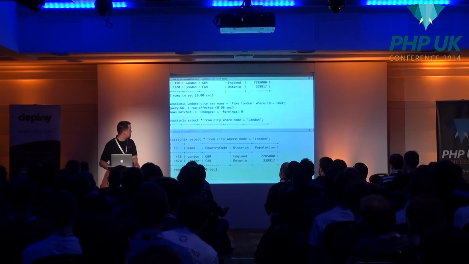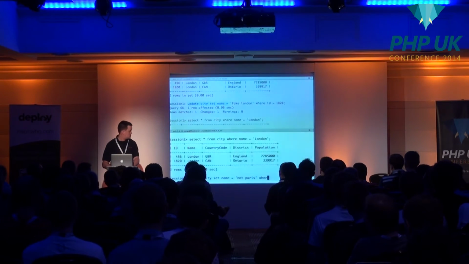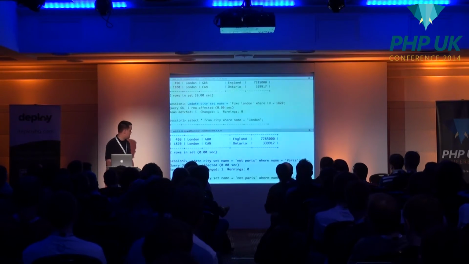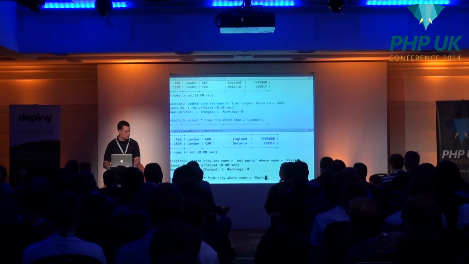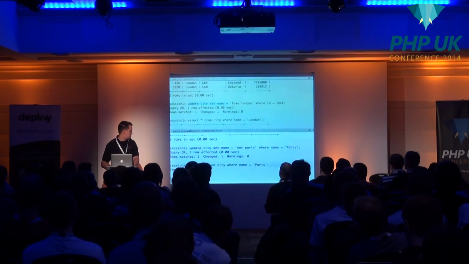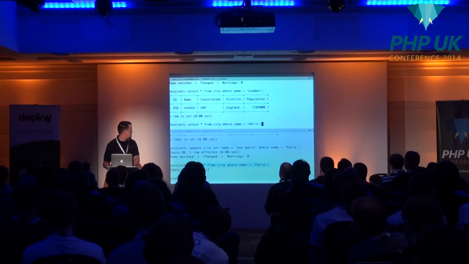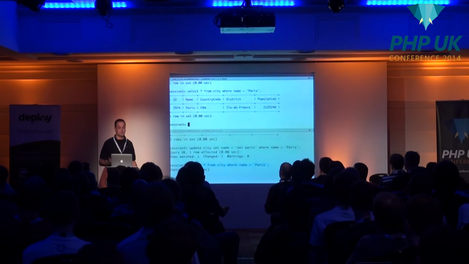So let's modify another row. Let's update Paris, just to show that this is bidirectional. So I've updated Paris, so if I try and select back, I should see that there's no rows for Paris. And in the other session, I should see that there's still a row. Multiversion concurrency control is the algorithm working here.